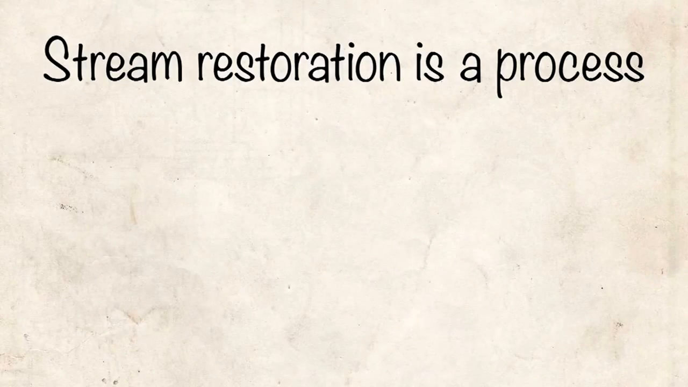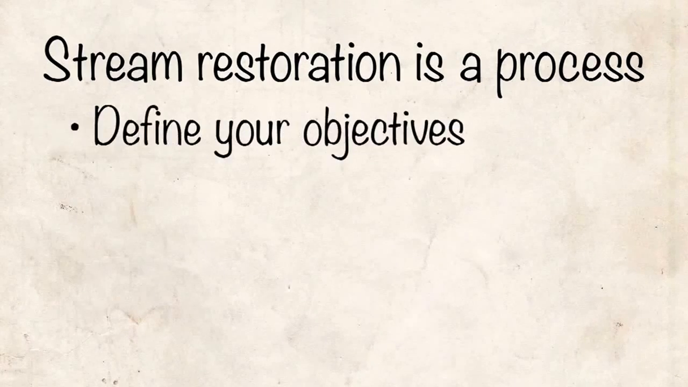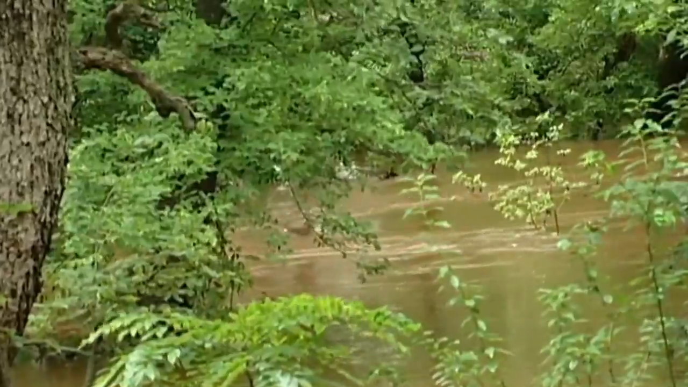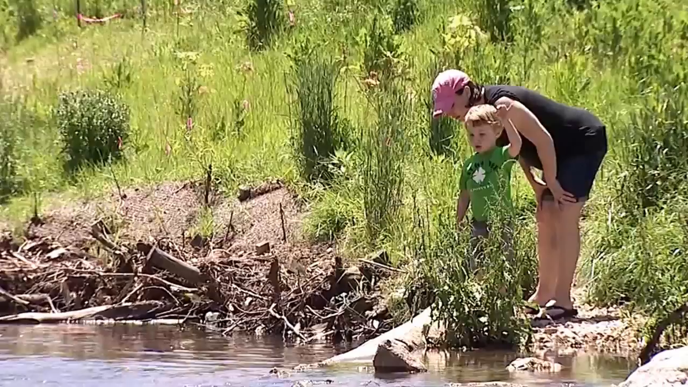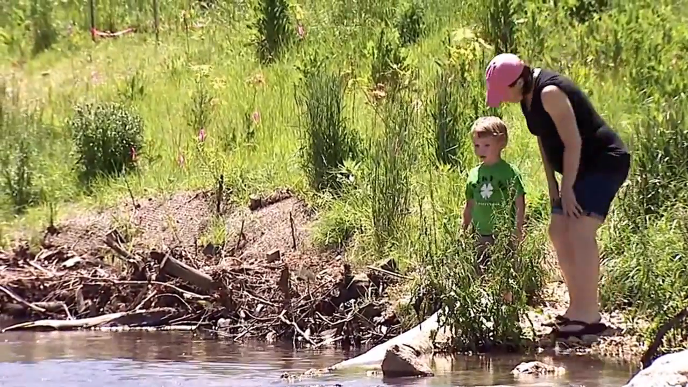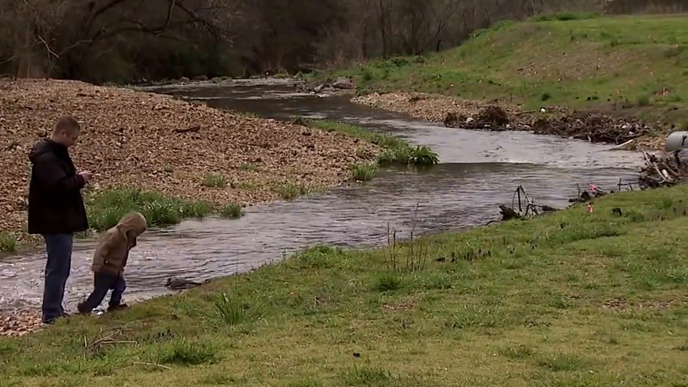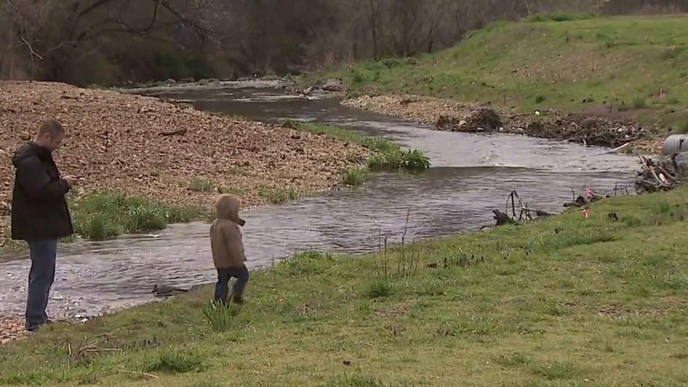Stream restoration is a process. First, define the objectives for the stream. Is it flood control? Stream bank stability? Improving access to the stream? Improving habitat? You need to understand what you hope to accomplish. It is often possible to achieve multiple objectives with your restoration project.